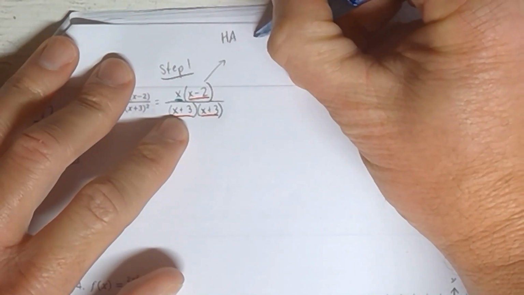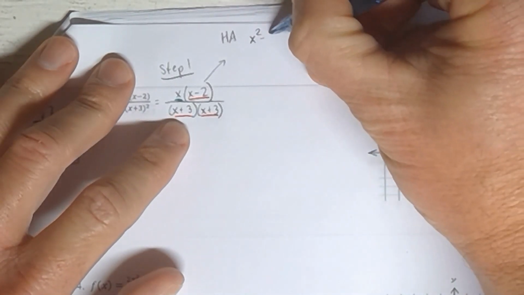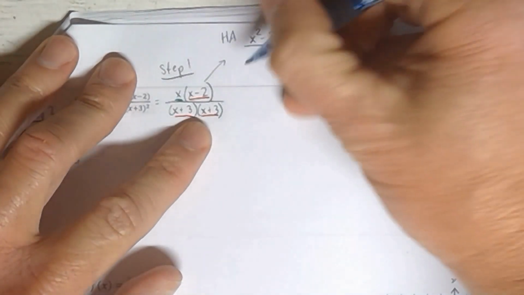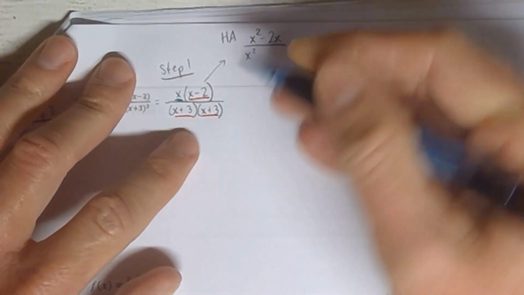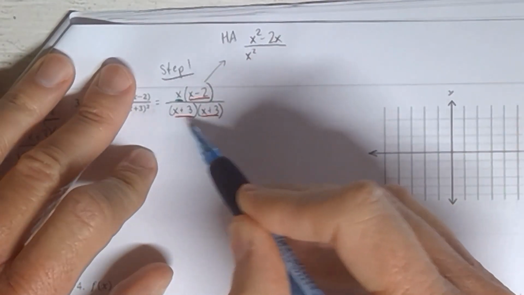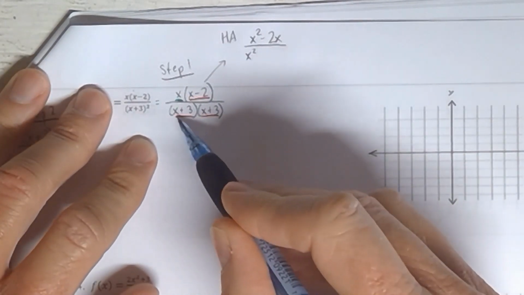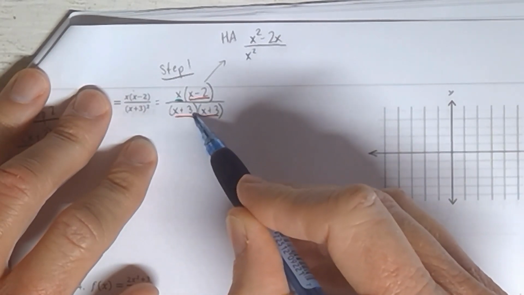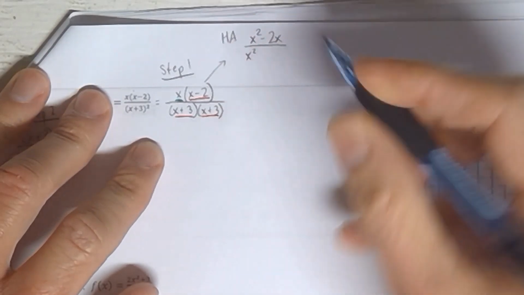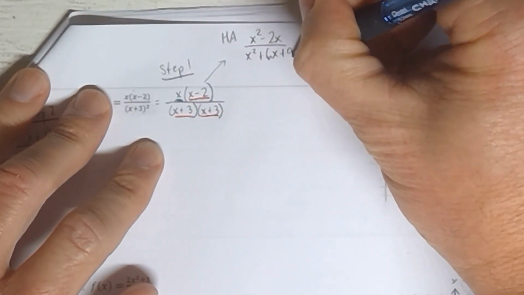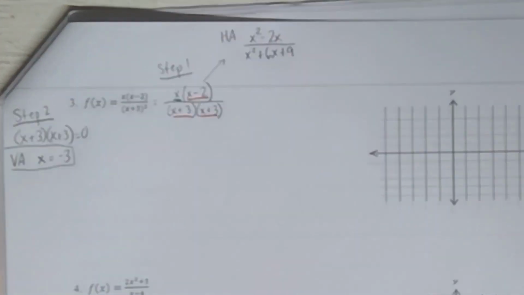We get on top x squared minus 2x if I distribute out that bracket, and then down here I get what? I get x squared plus 3x plus 9. Again, 4 different multiplications: x squared, plus 3x plus 3x in the middle, and then plus 9. So combining like terms there, we get x squared plus 6x plus 9.